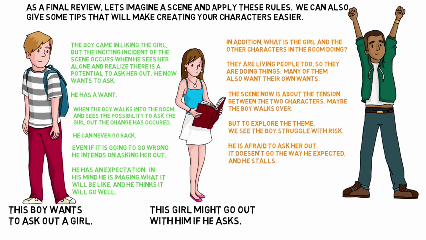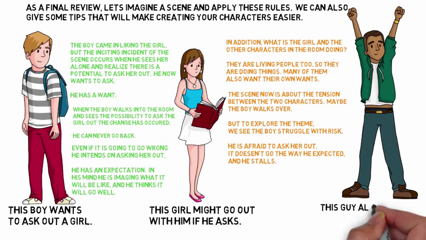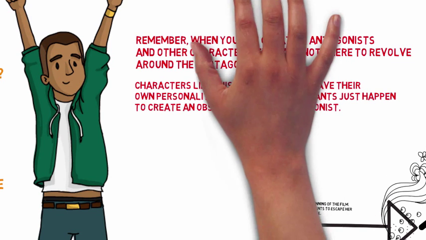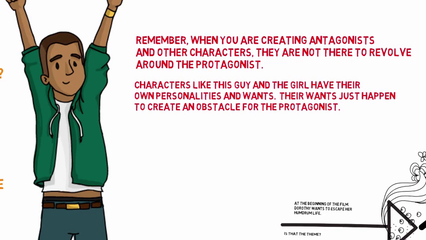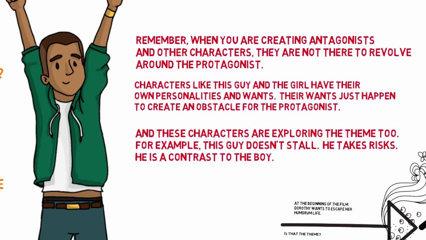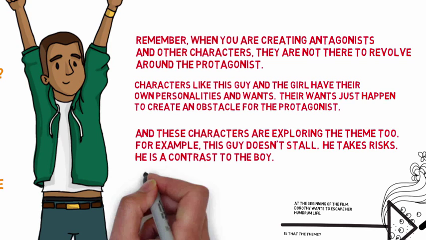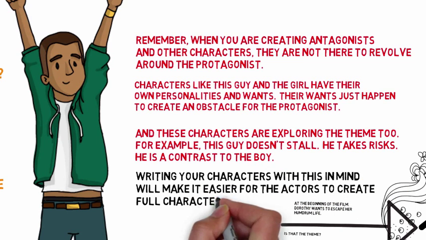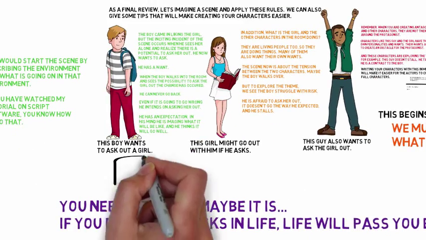And this guy comes in. Oh, well, we all know someone like this guy, right? This guy also wants to ask the girl out. Remember, when you are creating antagonists and other characters, they are not there to revolve around the protagonist. Characters like this guy and the girl have their own personalities and wants. Their wants just happen to create an obstacle for the protagonist, and these characters are exploring the theme too. For example, this guy doesn't stall. He takes risks. He is a contrast to the boy. Writing your characters with this in mind will make it easier for the actors to create full characters.